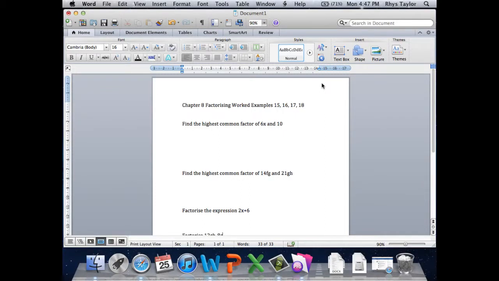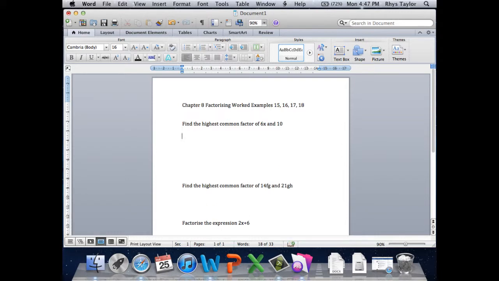Alright, grade 8s. So now we're looking at how to factorize an expression, which is really quite easy with what we're doing here. It's very much like simplifying a fraction. It's not too different at all. So what we really want to start with is the idea of finding the highest common factor. So here we've got two numbers, 6x and 10, and we need to find the highest common factor.